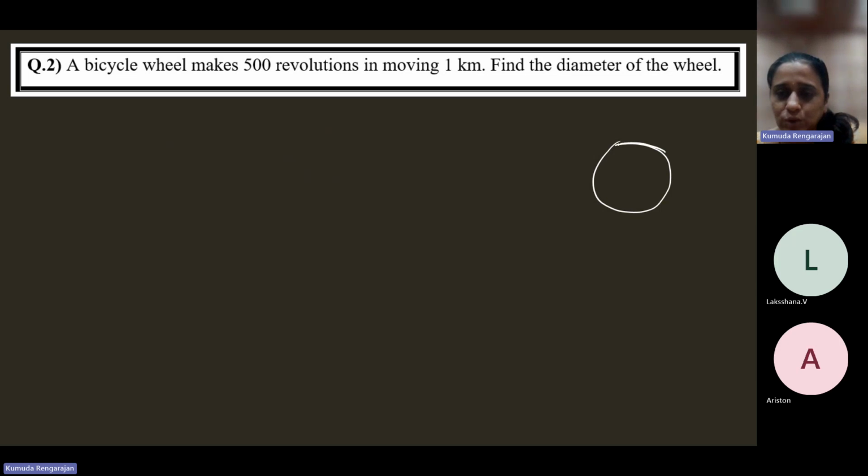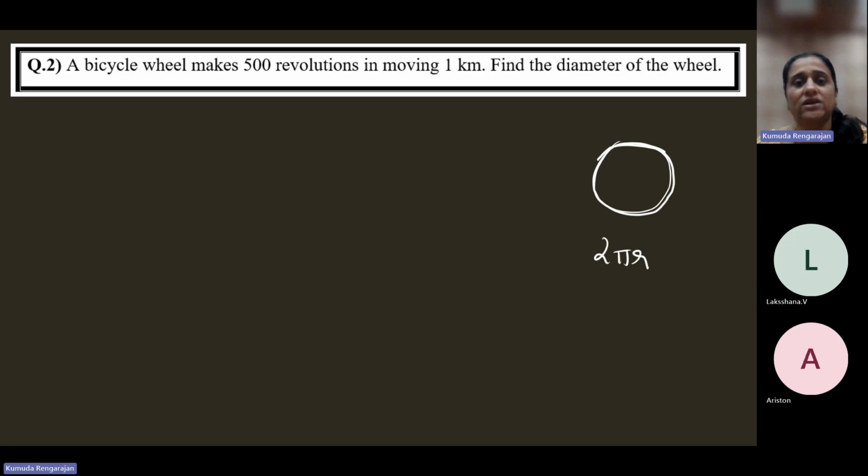Now in one revolution, the distance covered is 2 pi r. When the wheel makes one complete revolution, the circumference of the circle goes over the ground. That means 2 pi r. The distance covered by the wheel in one revolution is equal to 2 pi r. Why 2 pi r? Because it's a circular wheel.